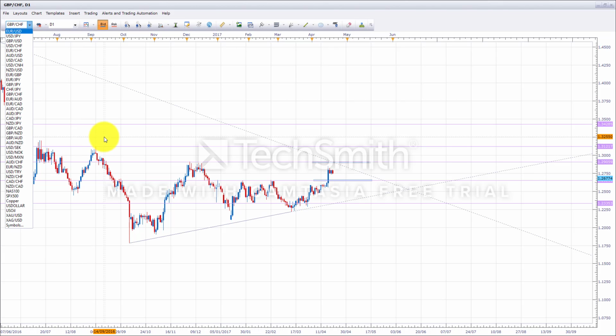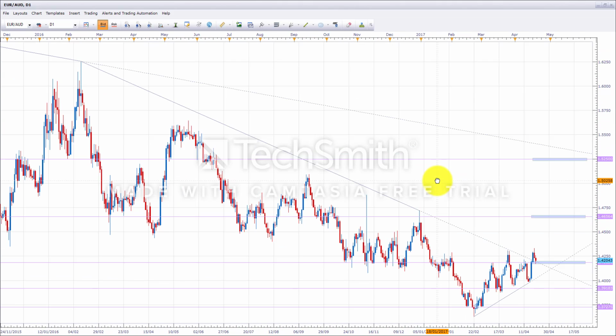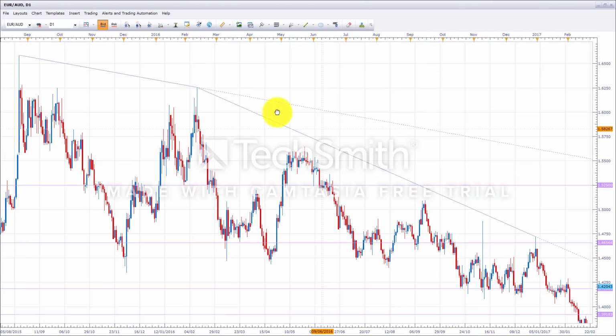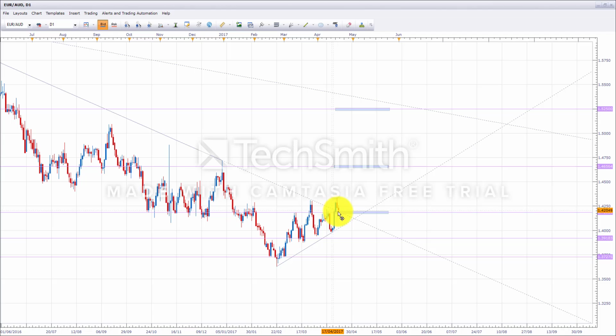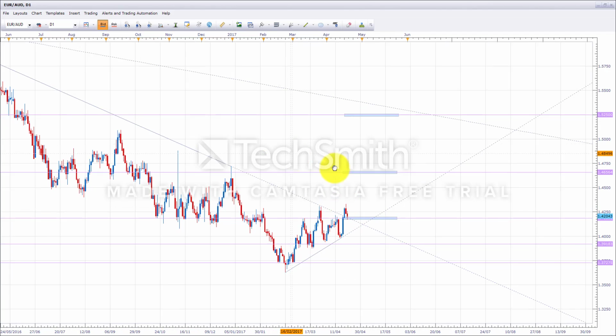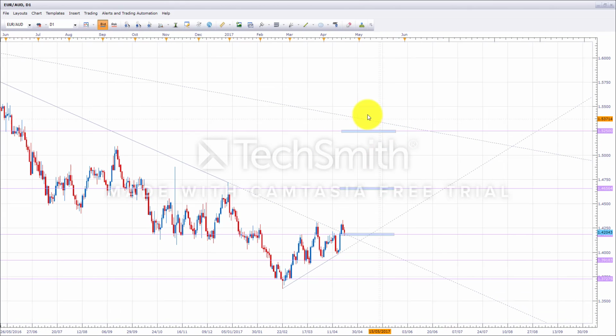The next pair that I would like to look at is the Euro Australian dollar. Now the Euro Aussie dollar, as you can see, it has been marked by this major downward sloping trend line. It has actually now started to break out of this downward sloping trend line. So in the longer term, I am actually looking for it to come to the outer trend line, which is connected here and here. So I am looking for this kind of area up here in the longer term.